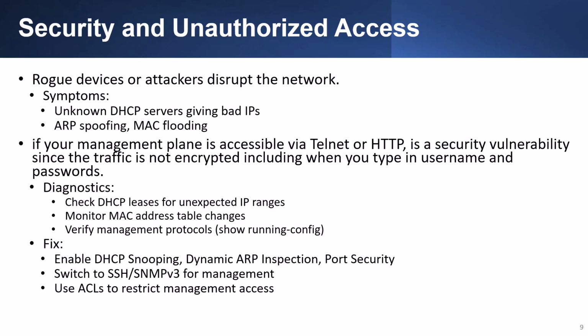To diagnose, check DHCP leases for unexpected IP ranges, monitor MAC address table changes, and verify management protocols using the show running-config. To fix, enable DHCP snooping, dynamic ARP inspection, and port security. Switch to SSH or SNMP version 3 for management, and use ACLs to restrict management access.